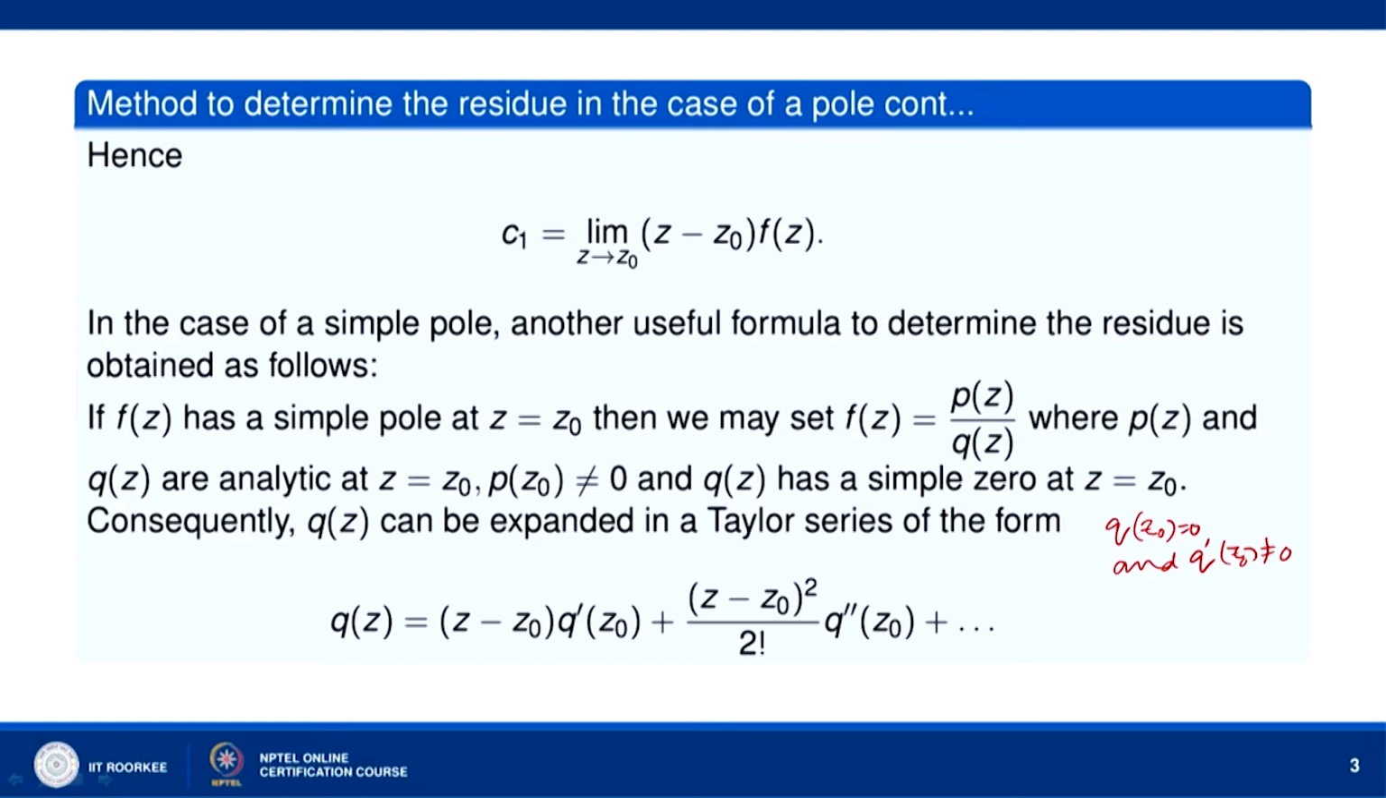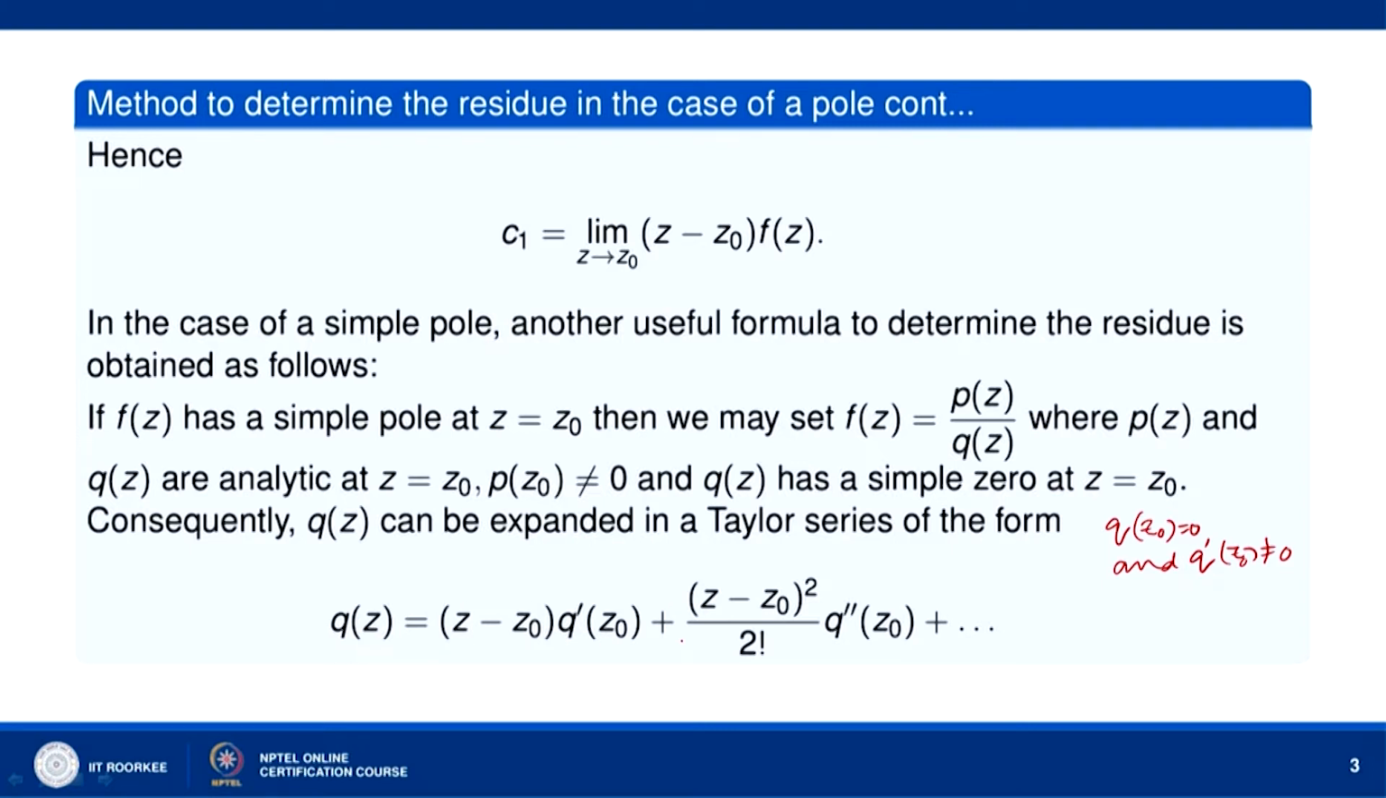So, if Q(z) has a simple 0 at z = z0, then Q(z0) = 0 and Q'(z0) is not equal to 0. Now, Q(z) is analytic and has a simple 0 at z = z0. So, Q(z) can be expanded in a Taylor series of the form Q(z) equal to this. Here the first term Q(z0) is not written because Q(z0) = 0. So, Q(z) = (z - z0) Q'(z0) + (z - z0)^2/2! Q''(z0) and so on.